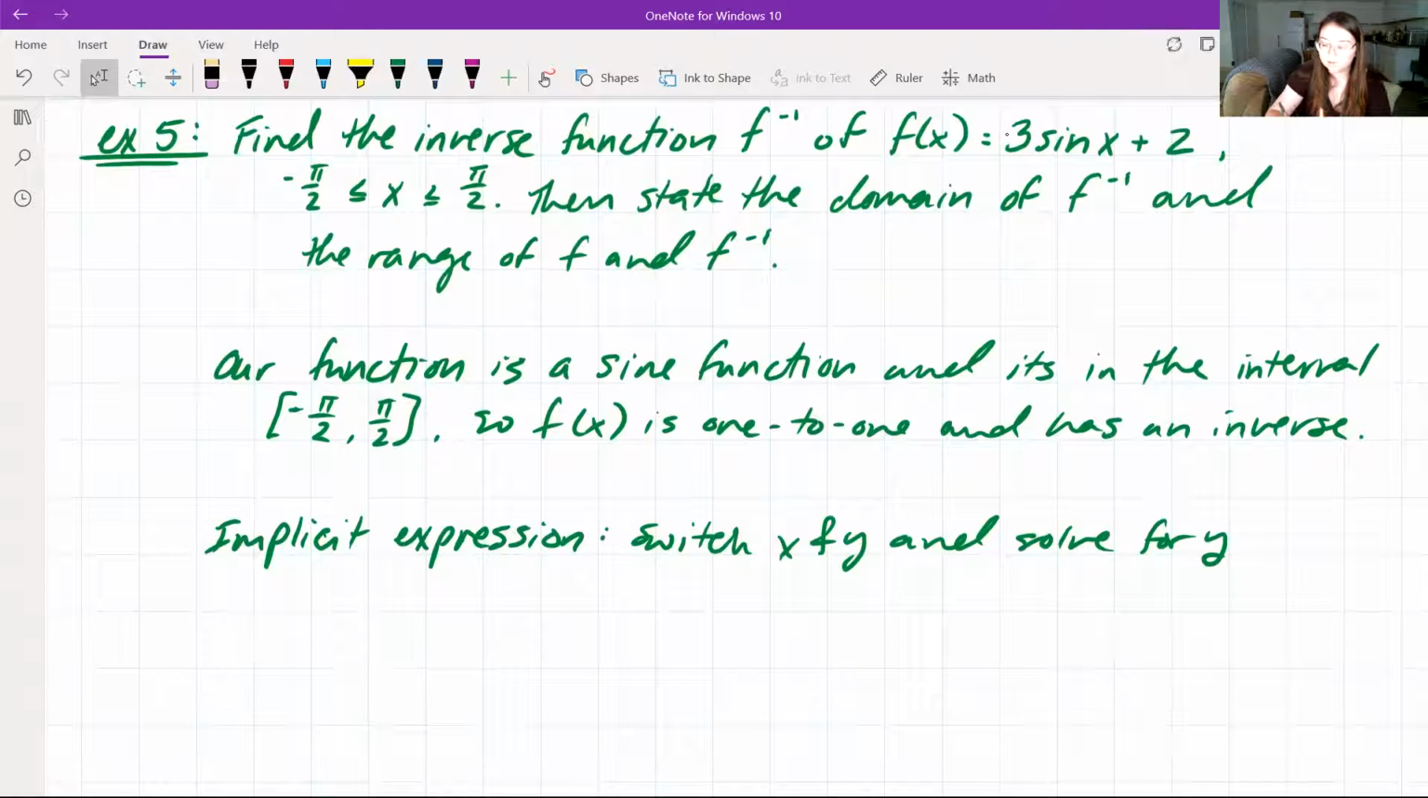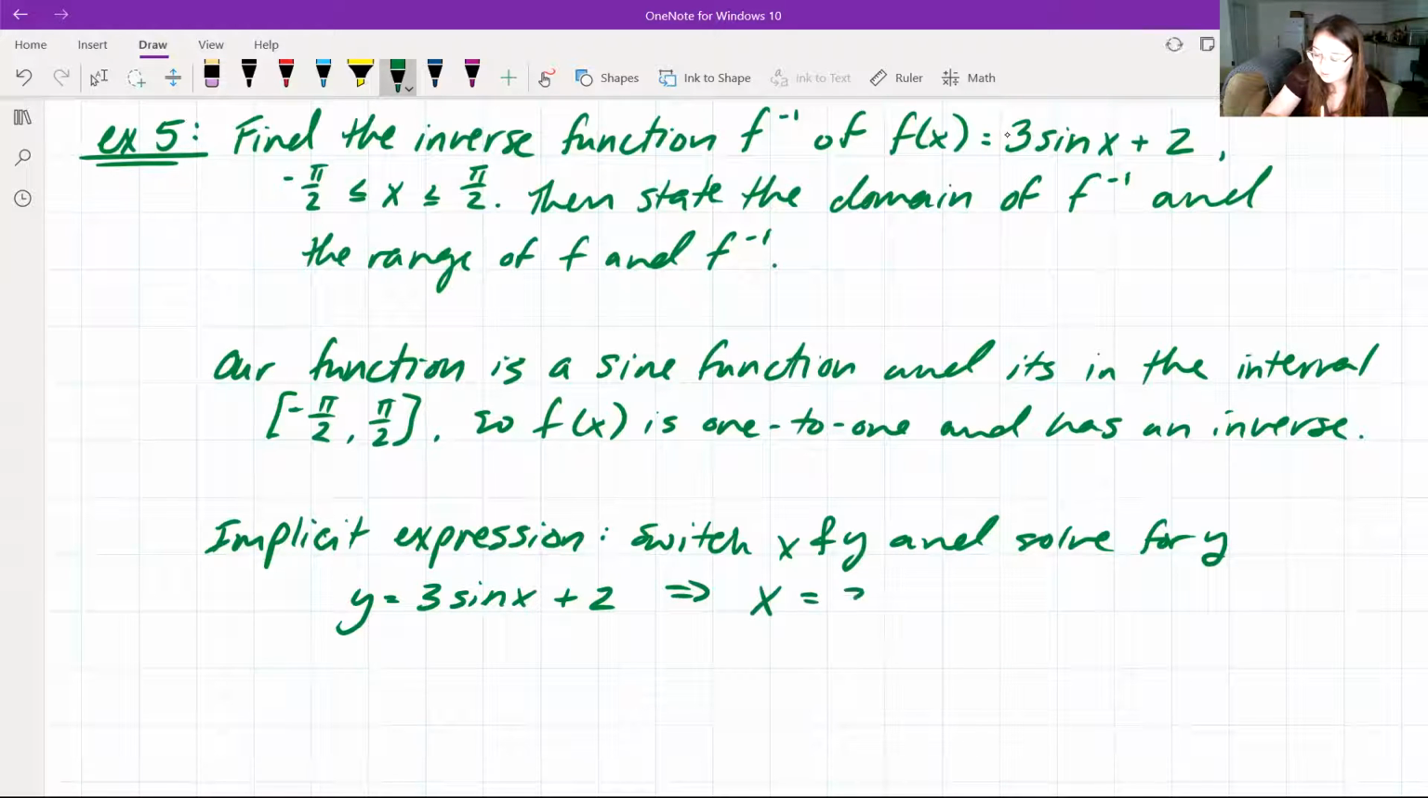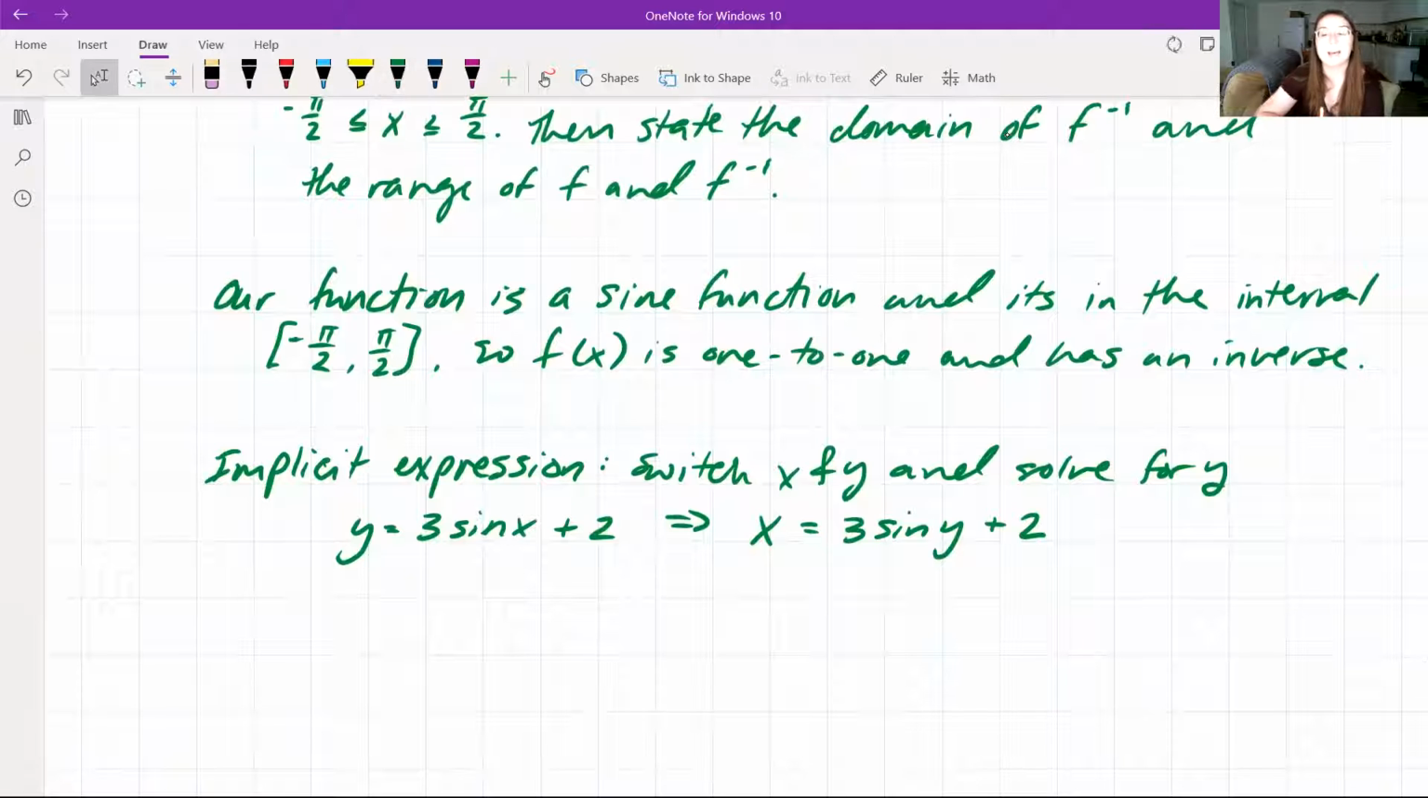So our original function given to us is f of x is equal to 3 sine of x plus 2. F of x is the same thing as saying y. So this is really just y is equal to 3 sine of x plus 2. But remember, we're going to switch x and y. So this function is going to become x is equal to 3 sine of y plus 2. And now we're going to solve for y.